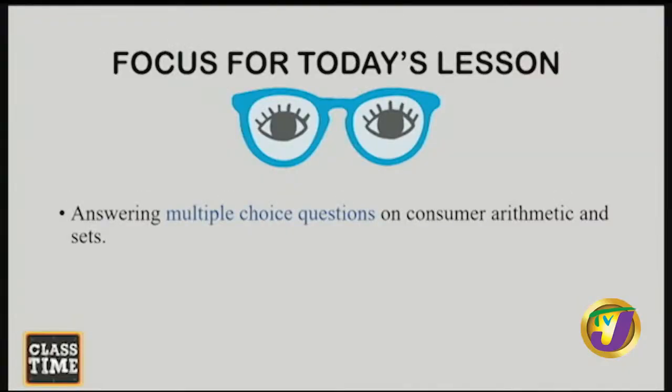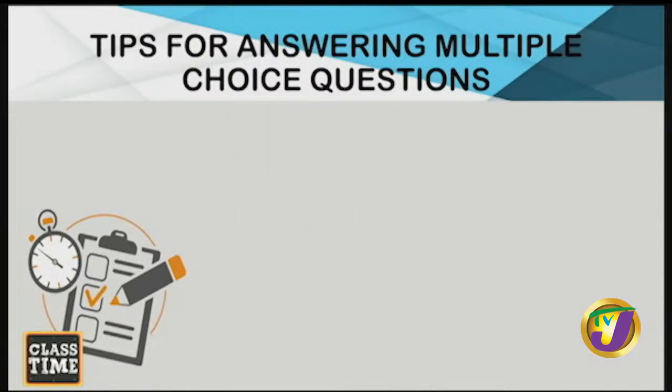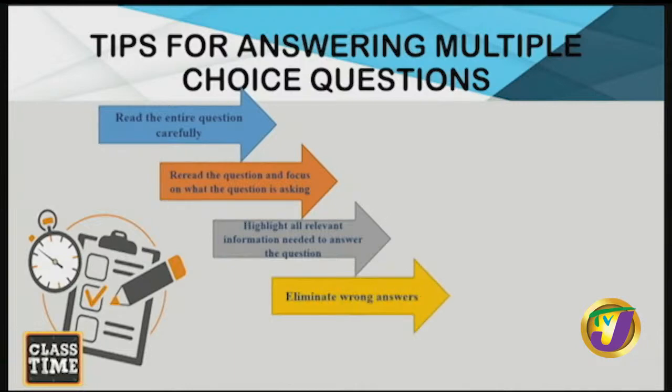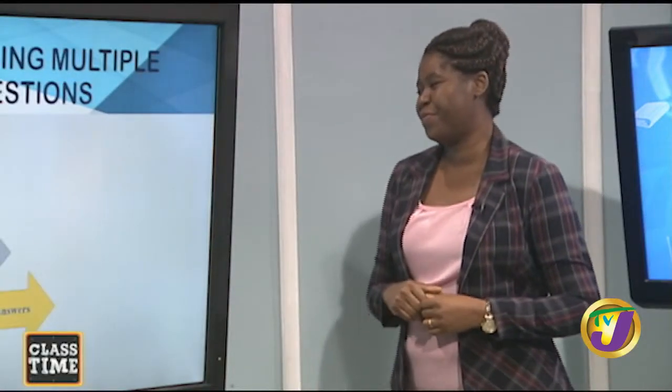Okay, so now for some exam tips when we're answering multiple choice questions. So our first tip, read the entire question carefully. Okay, then reread the question and focus on what the question is asking. That's very important. Then we want you to highlight all relevant information needed to answer the question, so you can underline, circle, whatever it is. Also, eliminate wrong answers. That will help to save time. And we'll see how that works later on.